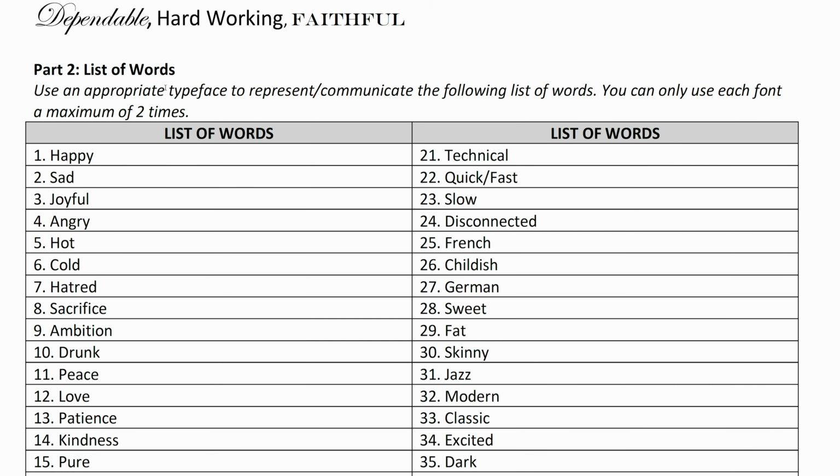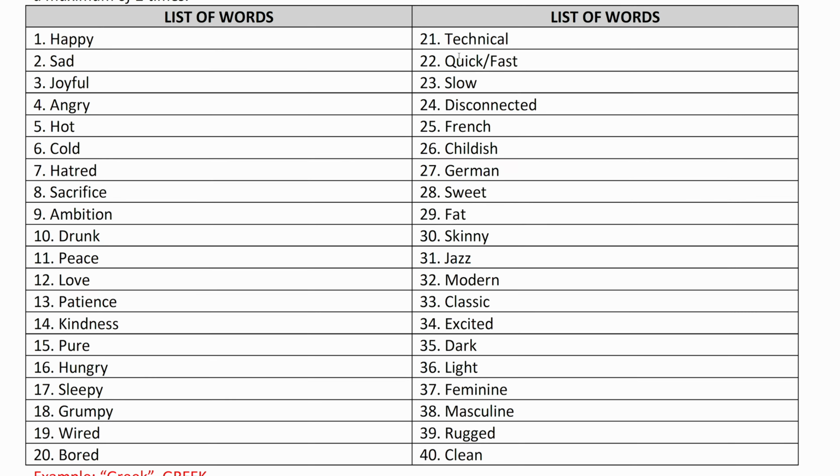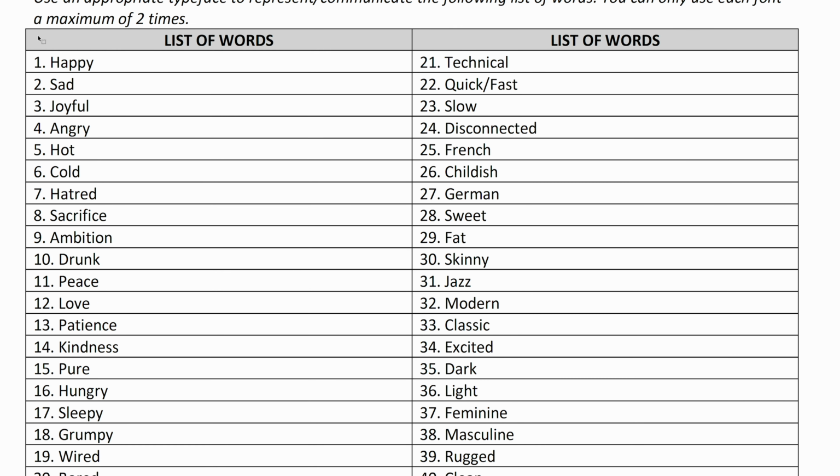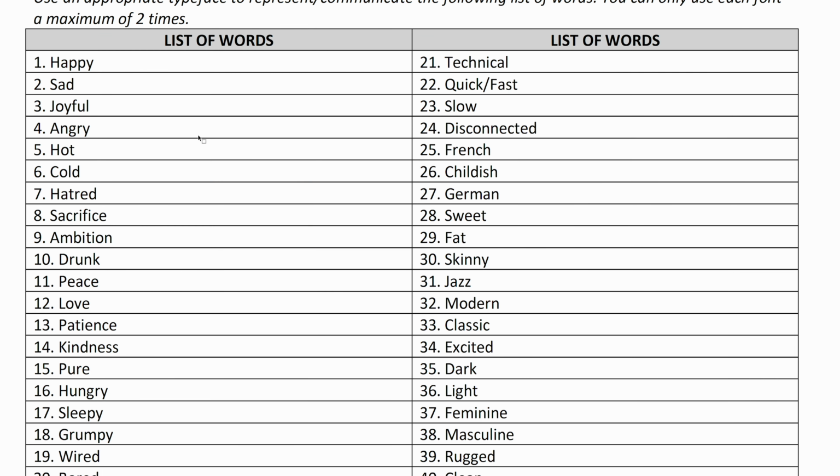And then part 2, you're going to take this list of words. So there's 40 different words, and you can either copy this whole thing and then switch each one, or if you want to type them on your slide all over randomly, you can do that. It's really up to you.